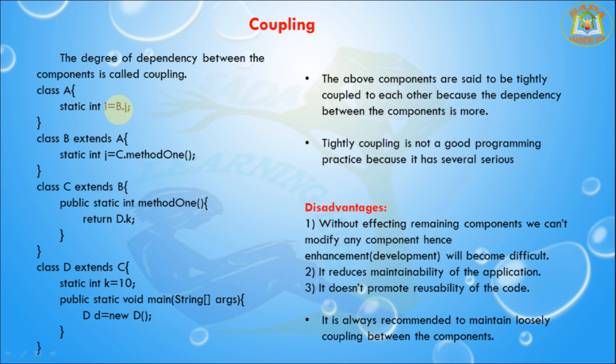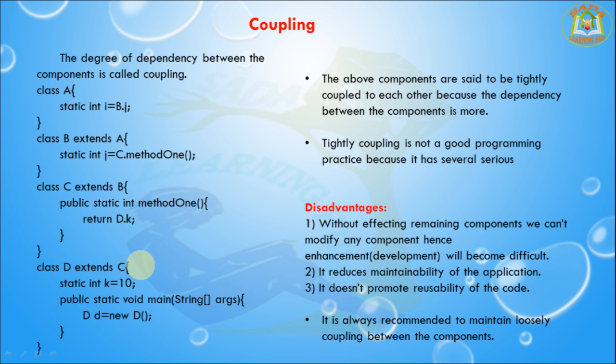Now, B is the class, and we are calling the variable j. I am declaring one variable j in the B class, but the value is assigned to j by using one more method, C.method1. This is the class C, and it is method1. It returns D.k. D is the class, and k is the variable. K is available from the D class, which has the static modifier.